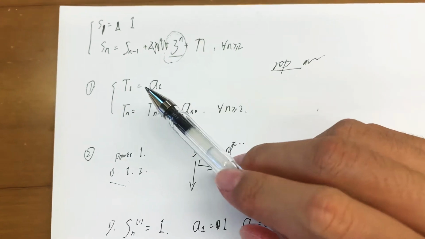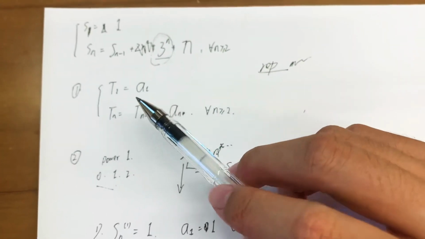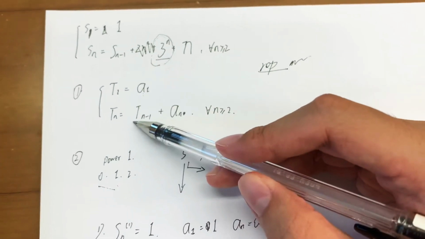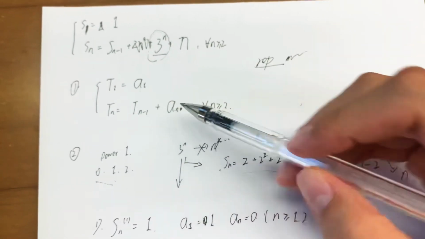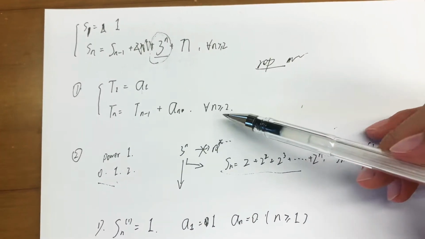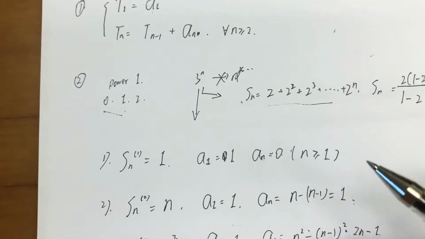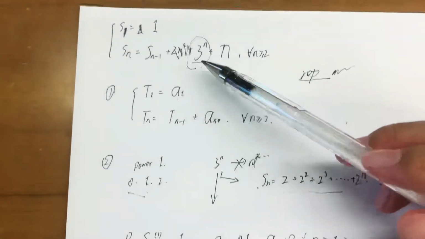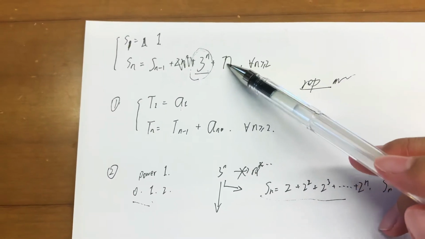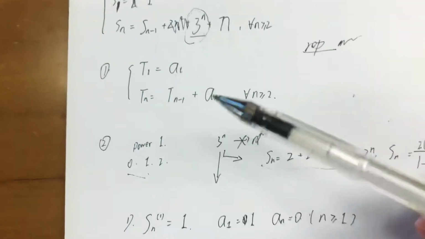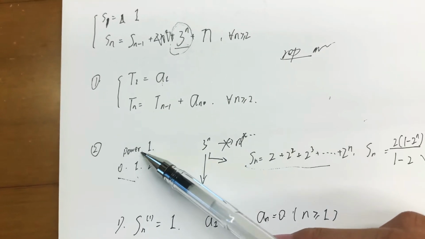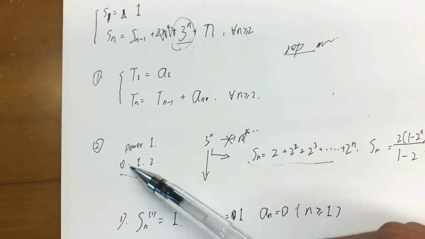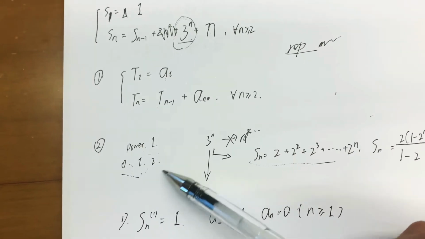Now we use the generalized form. We need to write this as T1 equals A1, Tn equals Tn minus 1 plus An for each n bigger than 2. So now we have to separate it into 2 parts. You see that there is a power part and there is the normal part. So we separate the normal part. We found that the highest power is power 1, so we have to check power 0, power 1 and power 2.